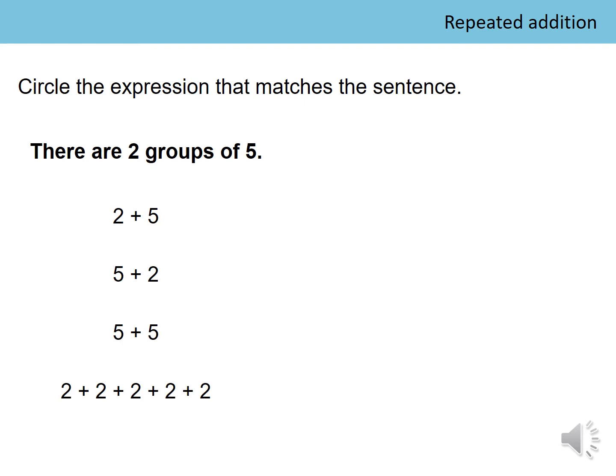So there are 2 groups of 5. Which of those number sentences would match that? 2 groups of 5. That's right, it's 5 plus 5, because we're saying we have 2 groups of 5.